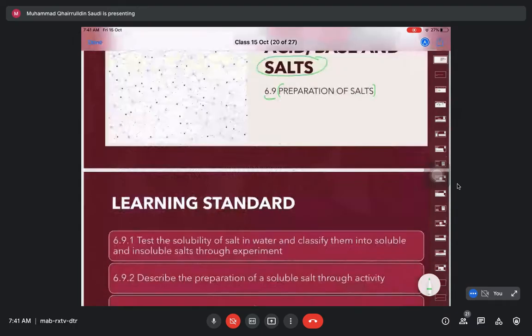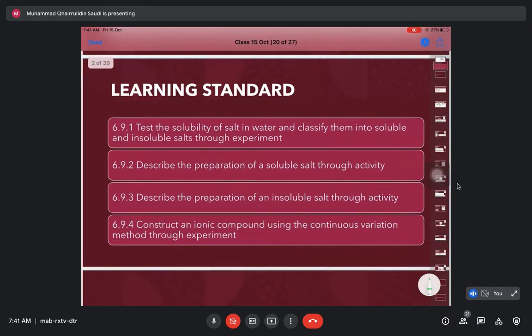Okay, let's go. So this is the learning standard for this subtopic. There are 4 things that you should know from this subtopic. It's quite a long subtopic. So in today's class, we are going to cater this point and half of this point. Okay, we are going to test the solubility of salt in water and classify them into soluble and insoluble salt. Okay, you are going to classify them into soluble and insoluble salt through experiment. Okay, sepatutnya kita buat eksperimen, but we are going into theory first today.